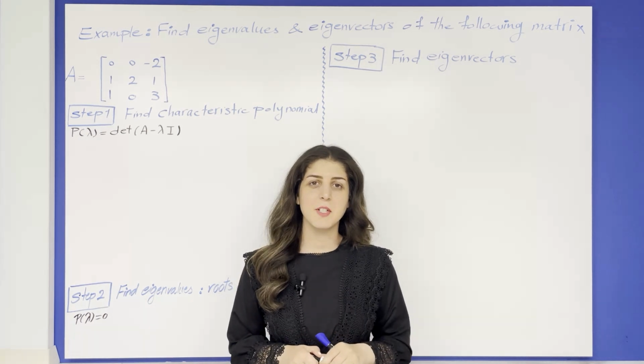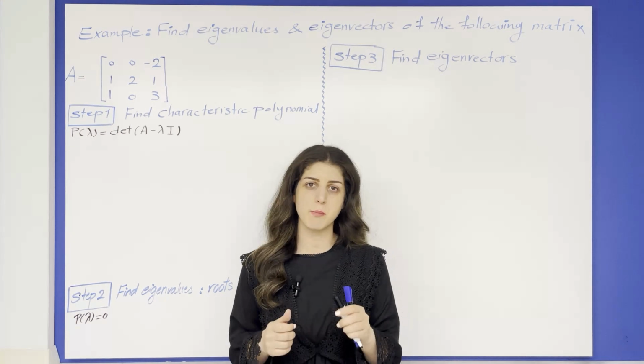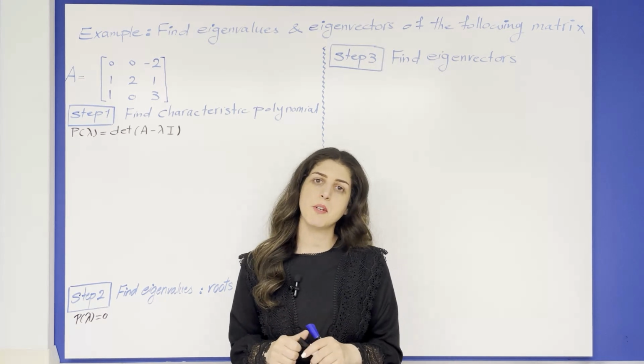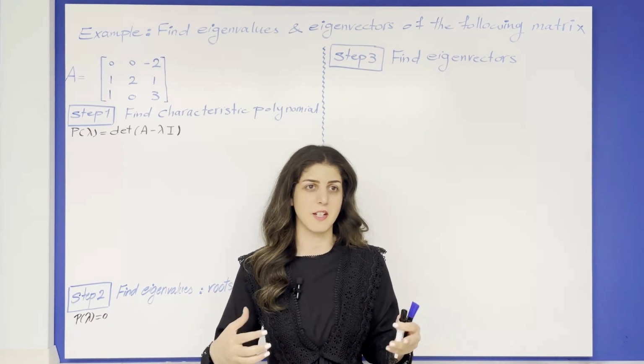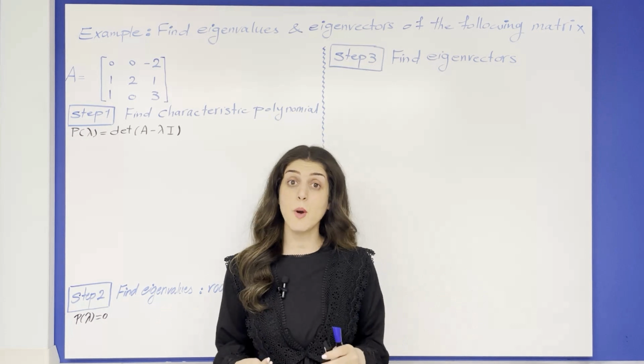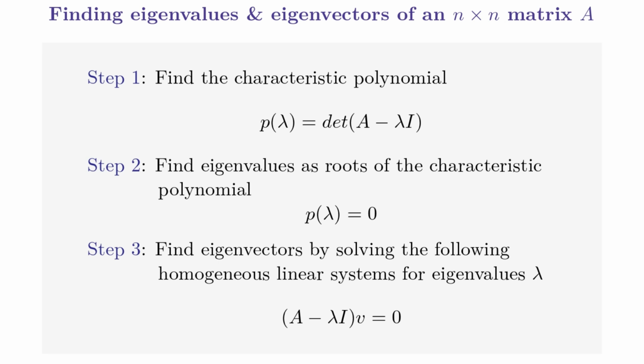Hi there. In this video, we are going to see an example on how to find eigenvalues and eigenvectors of a 3x3 matrix. In general, when you want to find the eigenvalues and eigenvectors of a 3x3 matrix or a larger matrix, like for an n by n matrix, you have to follow three main steps. Step one is to find the characteristic polynomial, which is basically the determinant of the matrix A minus lambda times identity. Step two is to find eigenvalues as roots of the characteristic polynomial you found in step one.